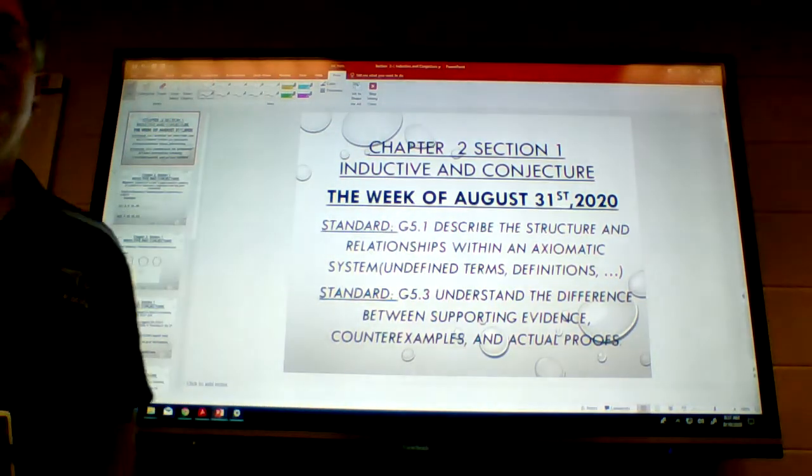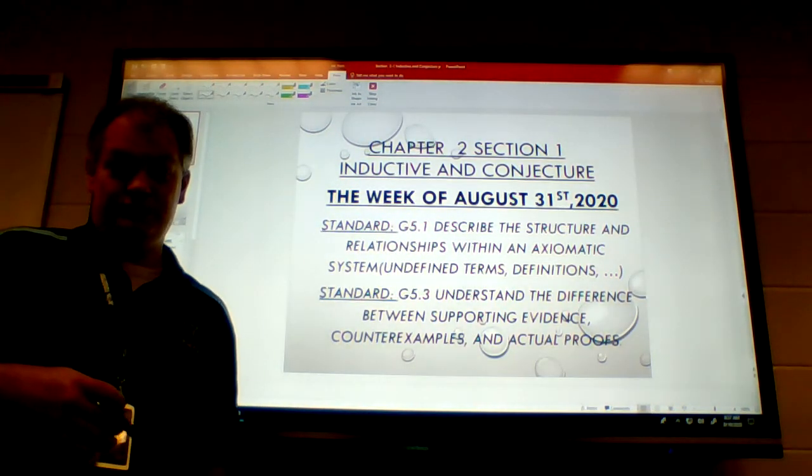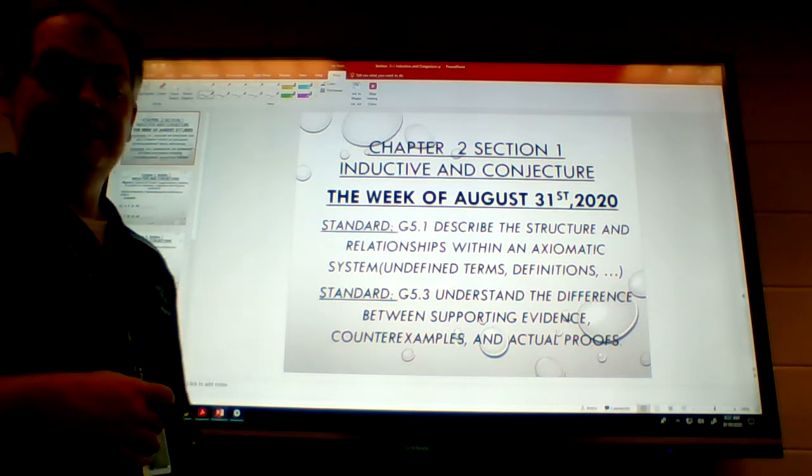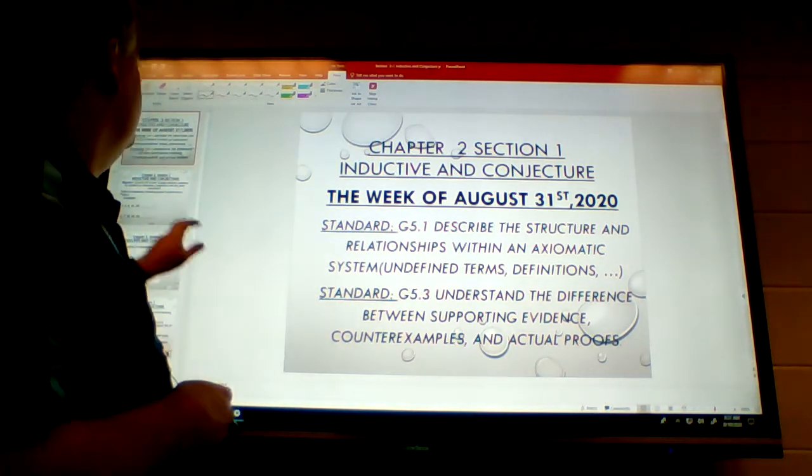Okay, just finished up chapter 1. Now we're going to start with chapter 2. Chapter 2 is on inductive reasoning and conjectures that come from inductive reasoning.